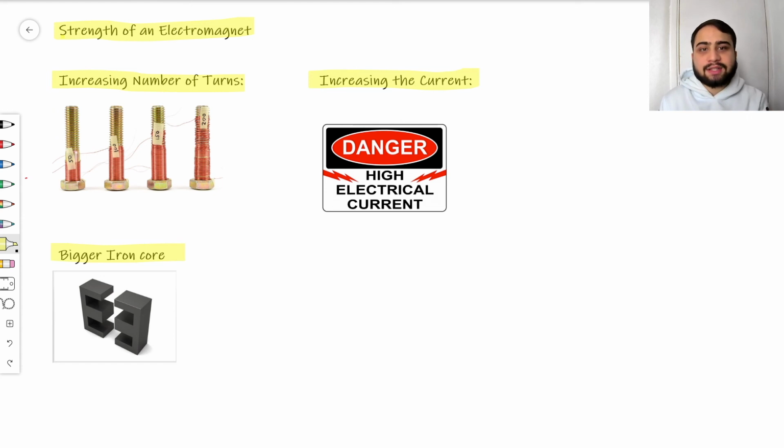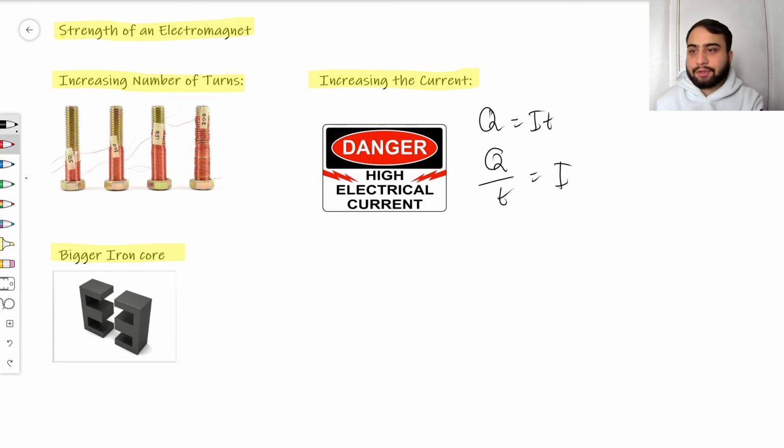Number two, we can just increase the current. If we increase the current flowing through the wires, there are more electrons passing through the wire. Because remember, Q is equal to IT, right? That's charge is equal to current multiplied by time. So if we want current, we have Q over T, that equals I, right? So if we increase the current in the same amount of time, we get more charge flowing through the wire itself. Charge here is really shown by electrons. We have more electrons, so we have a bigger overall magnetic field produced around each loop of the wire. So that's number two, increasing the current.